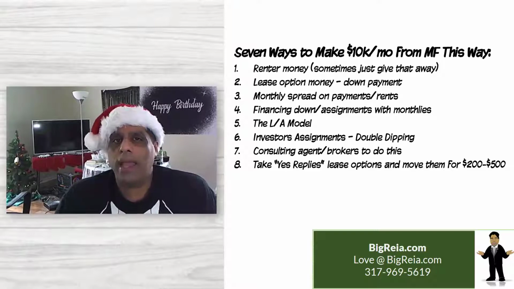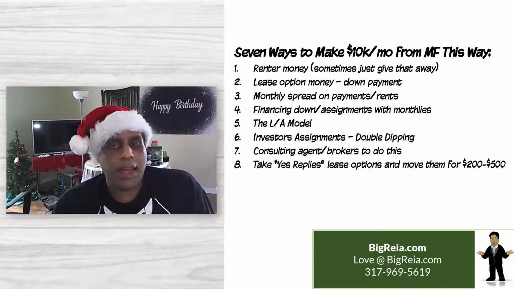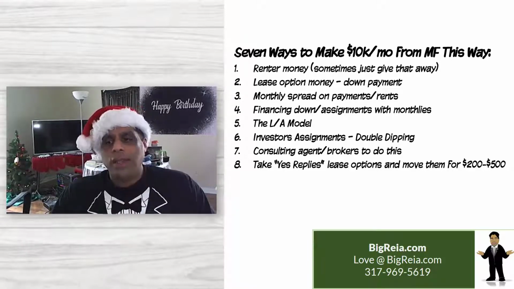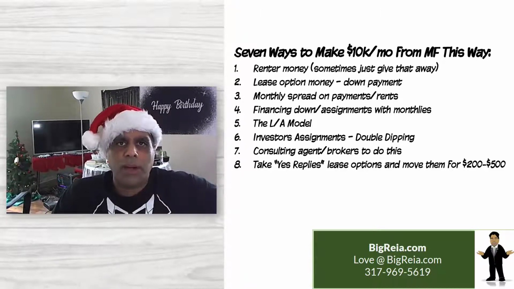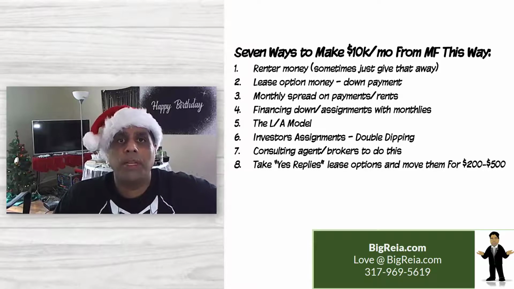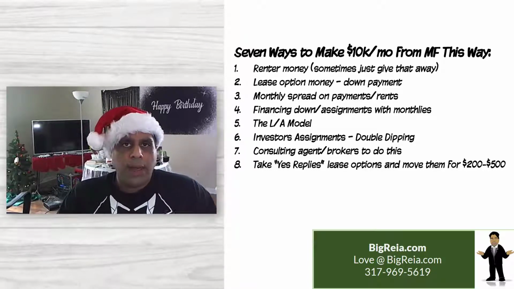Number 8, take the yes replies with lease options and move them for $200 to $500. This is a really easy way to make an extra. I say that about everything. It's all easy and it's all okay. So what happens basically is, let's say you have a list of for rent ads, right? You send them all a text that says, hey, do you want to do a lease option? Do you want to do a rent to buy? Would that work for you? You get a certain amount of yes replies.